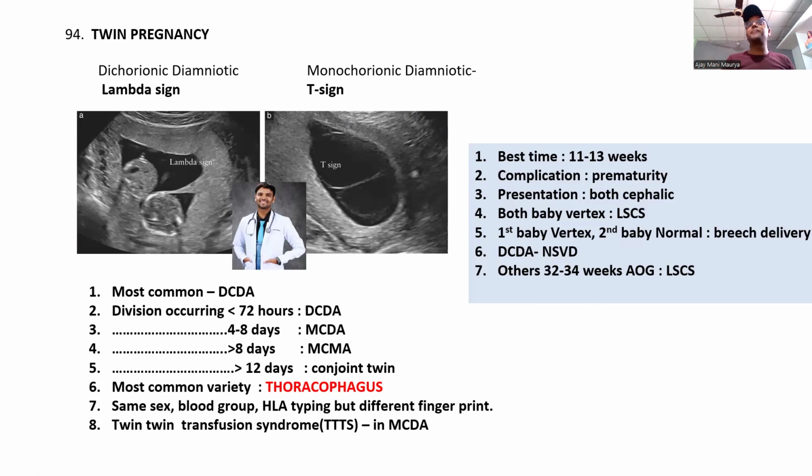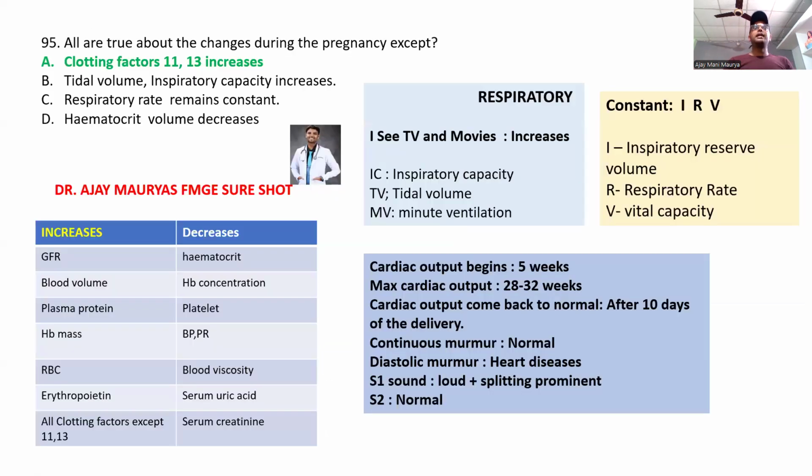Okay, the best time to see a twin pregnancy is 11 to 13 weeks. Please remember this also. Also, guys, all are true about the changes during pregnancy. See here, clotting factors 11 and 12 increase? No, all clotting factors increase except 11 and 13. The 13 will decrease. Please remember this one, guys.